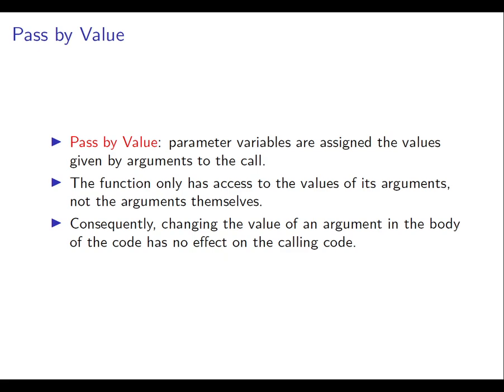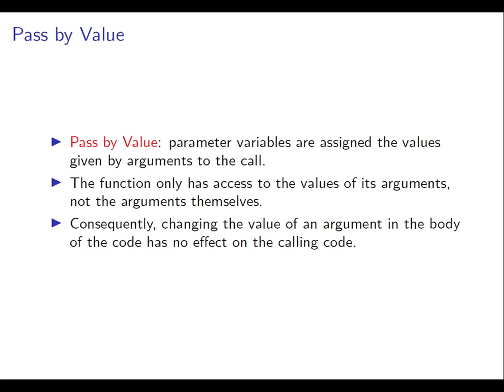You might think that's very obvious, but we've already got some interesting design decisions in the space of programming languages going on here. Java uses what's called call by value or pass by value. So parameter variables are assigned the values that are given by the arguments to the call, and these are copied. The function doesn't have access to the actual variable. It can't change the variable in a way which will be seen by the calling code after the function has returned. It just has access to the value of the argument. We'll see an example in a moment.